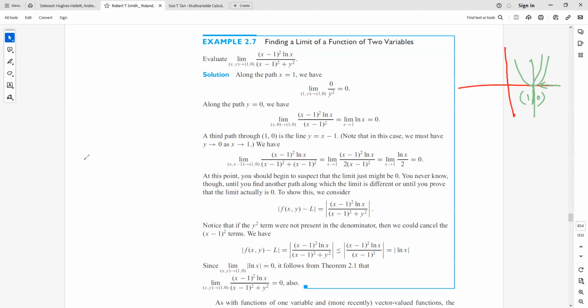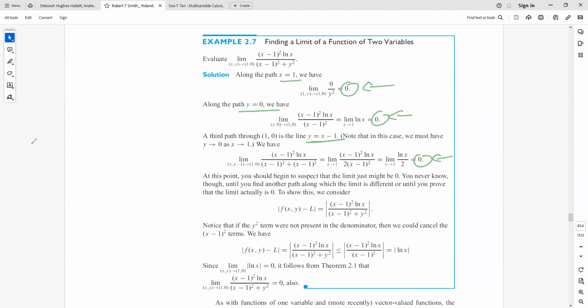Now if we check with different paths, say x equals to 1, we get the limit 0. Then we check with the path y equals 0, we get the limit 0. And the third path we check is y equals to x minus 1, but again we get the limit as 0. But if we are checking with finitely many paths and the limits are the same, we cannot conclude that the limit exists. But yes, we have some intuition that this function is converging towards 0, because from different paths it looks like the function is converging.